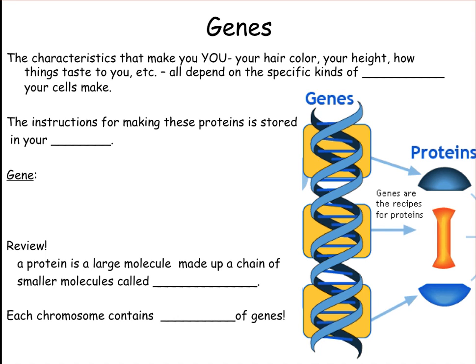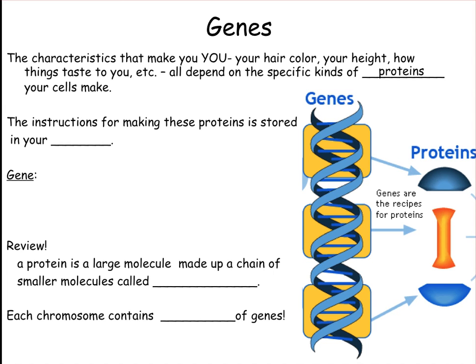Okay, so let's now consider how your DNA helps determine your traits. Your traits are the characteristics that make you, you. Your hair color, your height, how things taste to you, etc. Which of these characteristics you have actually all depends on the specific kinds of proteins that your cells make. For example, if you have blonde, curly hair, your scalp cells are actually making different types of hair proteins than the friend next to you that has straight brown hair.